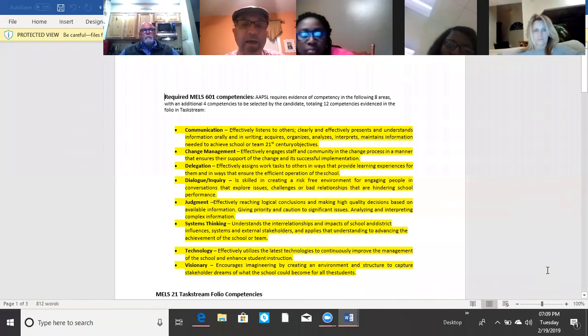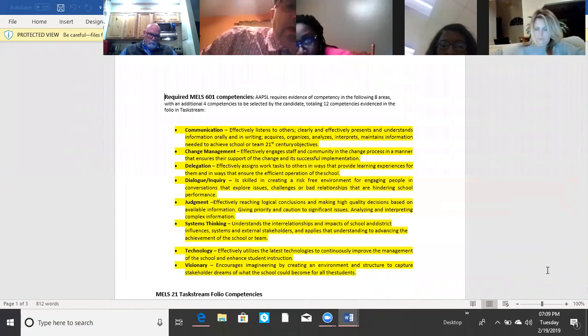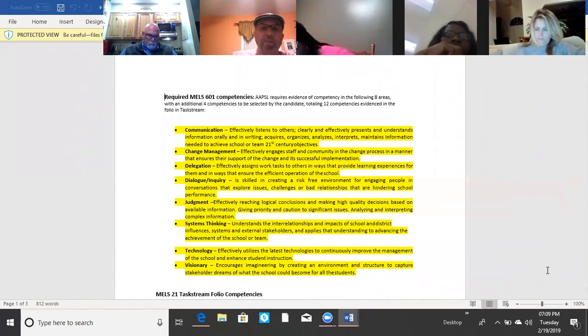This is placed in your course shell under APSL template and materials. And for this week, task 5, you are responsible for looking at 12 of the 21 competencies. The ones highlighted in yellow are the ones that are non-negotiable. These are the 8 that are required for you.